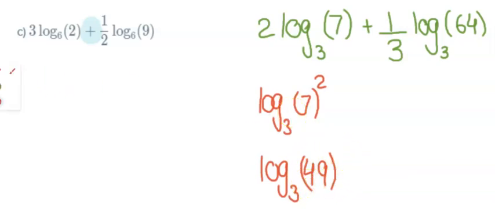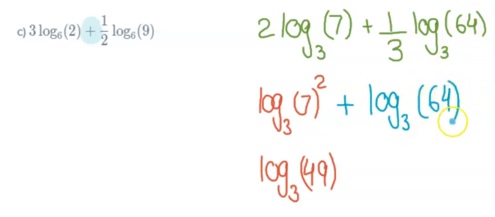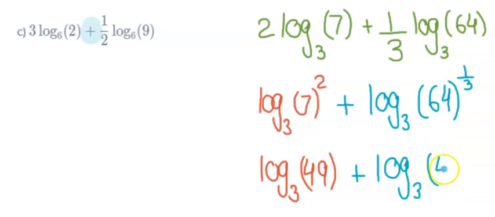Now let's do the other part. Plus this 1/3. Just like the 2 jumped over, this 1/3 can jump over the 64 as well. So I get log base 3 of 64, and the 1/3 jumps over there. So that's the cube root of 64. The cube root of 64 is actually 4, because 4 times 4 times 4 is 64.